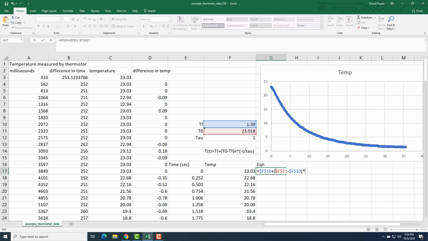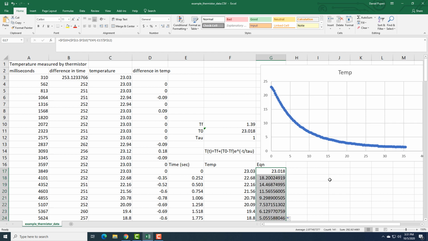All right, times e to something. In Excel, that's the exponent function. So I go e exponent minus, and it's t over tau. So my time is just there, divided by my tau, which is F12, which I'm going to also put dollar signs. Okay, and as expected at time equals 0, my T0 equals my T0, right? So I'm going to go ahead and copy that down.